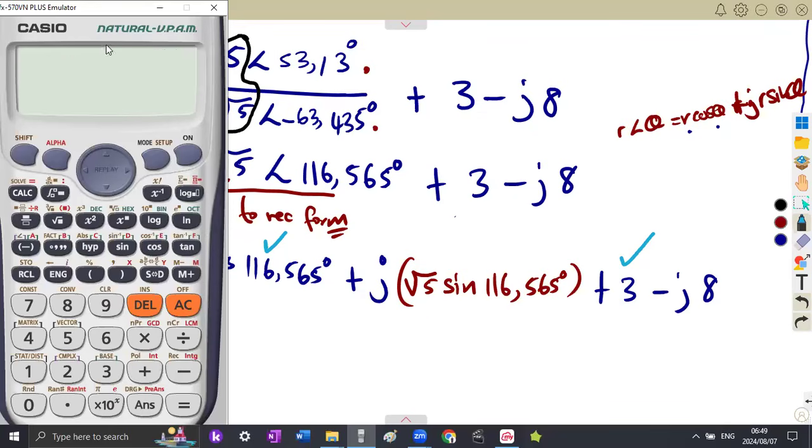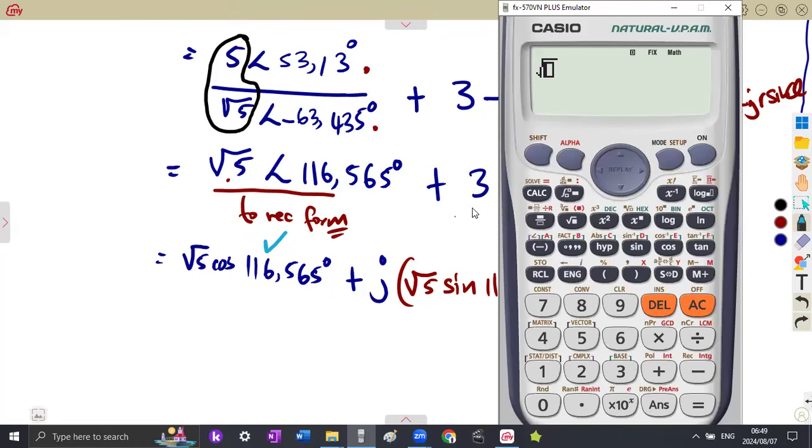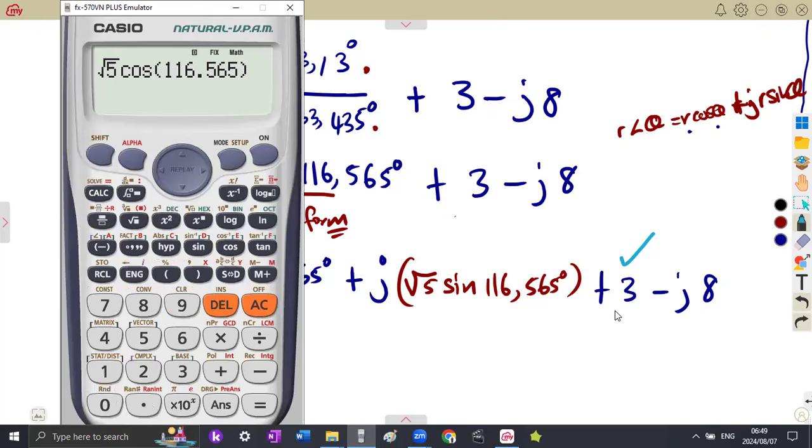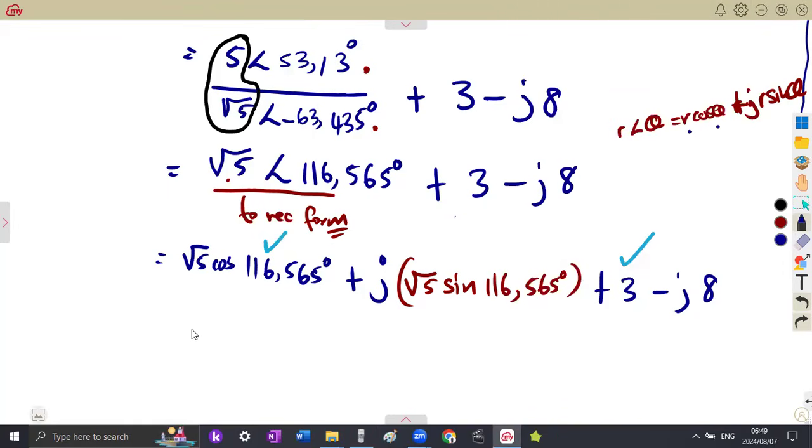So we are going to have square root of 5 cos as it is. So I'm just going to take as it is the square root of 5 cos. Okay, sorry for this, guys. Just going to move aside. That's cos 116.565. So we are going to add the real term, which is 3. So add 3. What are you going to have? So this is going to be 2.000 like that. So that's simply a 2 that you're having there.